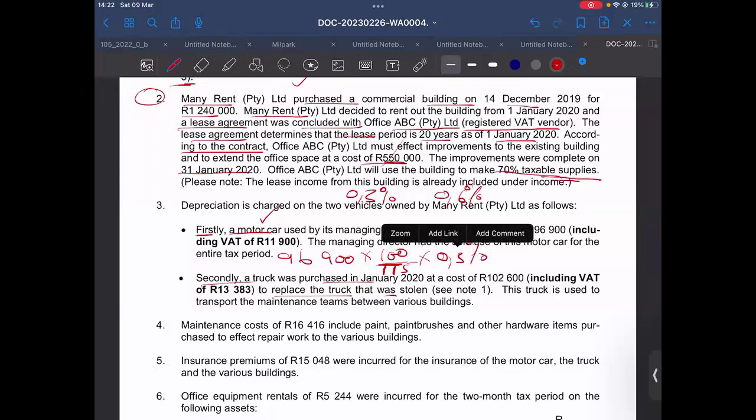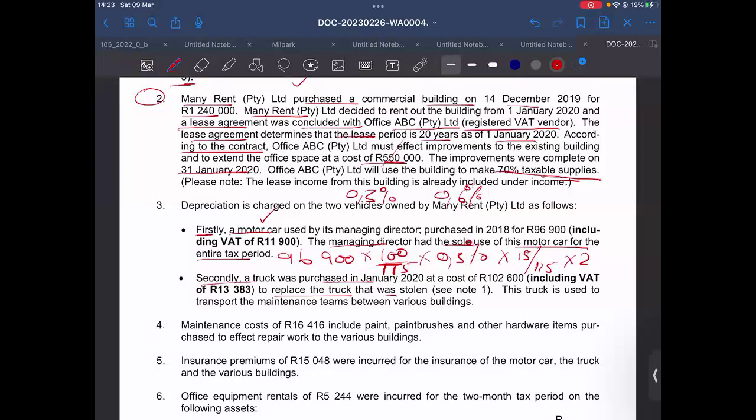Are we together? The director did not pay the maintenance fee. Then after that, we say times 15 over 115, right? Then it times the months in which the director used the vehicle. They say to us, the managing director had the sole use of this motor car for the entire period. The tax period is 2 years, so times 2 months, sorry. Then it times 2 months.